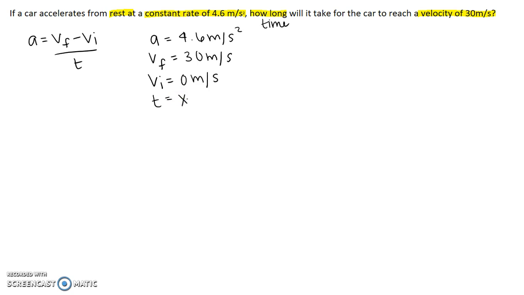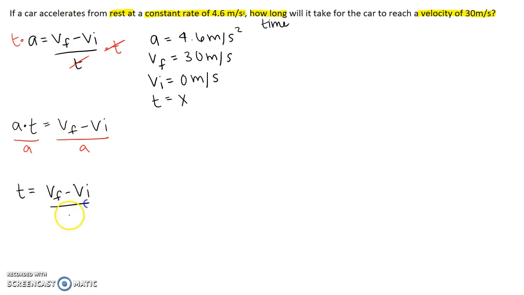So I need to rearrange my equation to solve for time. If I multiply each side by t, I can get t off the bottom. Now my equation looks like a times t equals vf minus vi. If I divide each side by a, I can get t all by itself to be t is equal to vf minus vi over a.